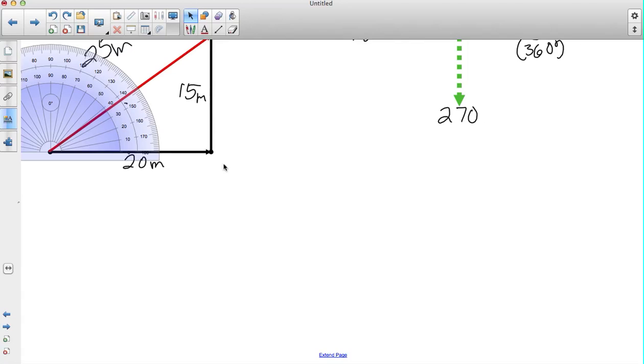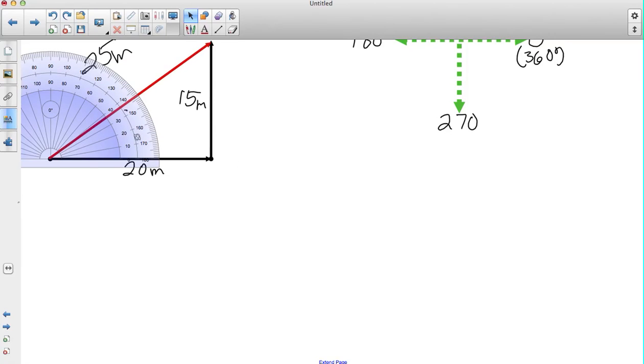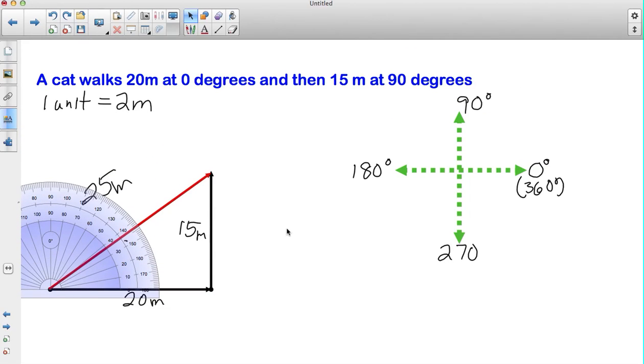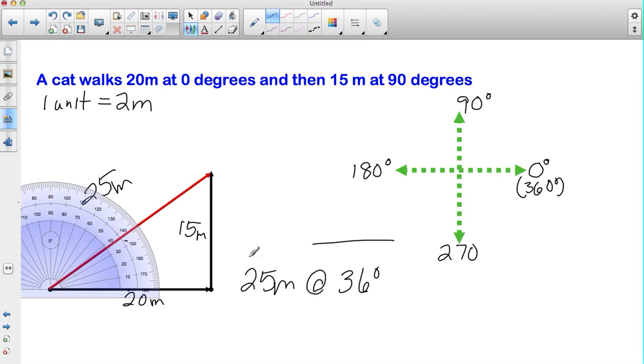So, actually, as I look at that, that might be 36 degrees. But let me bring this back down here. So our total vector here, when we add this up, is 25 meters at 36 degrees.